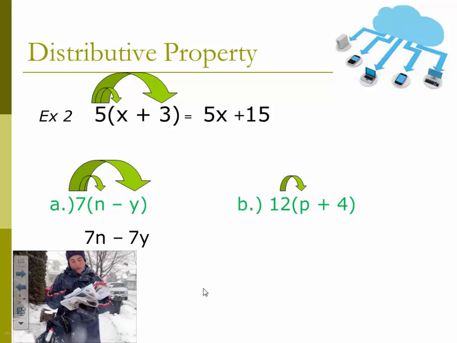12 times p is 12p. Plus sign comes along with us. 12 times 4, 48. Cannot combine these two. Again, you have a whole number and you have a variable that are not like terms. Therefore, that is your answer. Remember, you can stop, go back at any point here to catch up with me, to hear things again. Please do that.